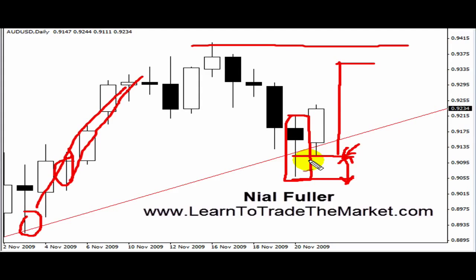So that was just a quick video on the pin bar reversal buy setup on the Aussie dollar using the 50% tweaked entry. Obviously an advanced price action strategy that most overlook in the market, but a very profitable one that I've used for years.